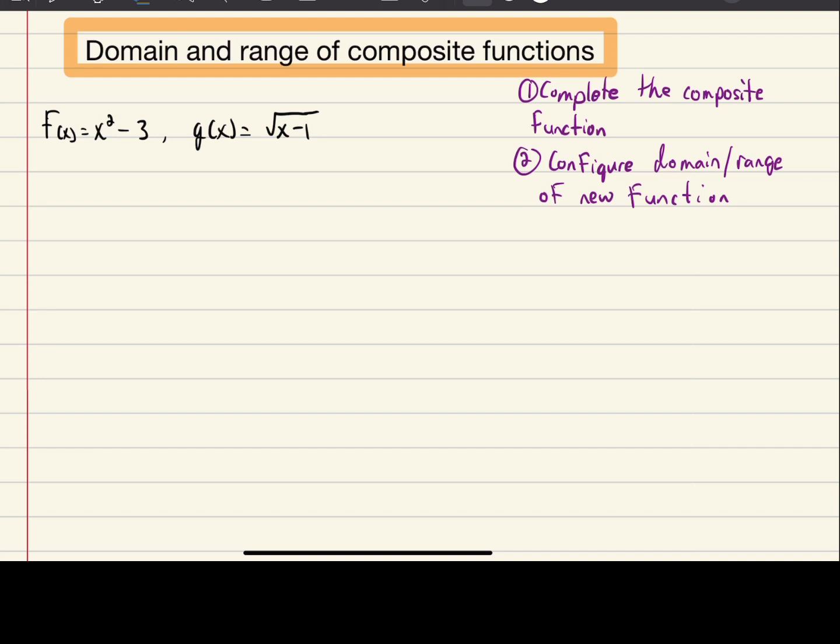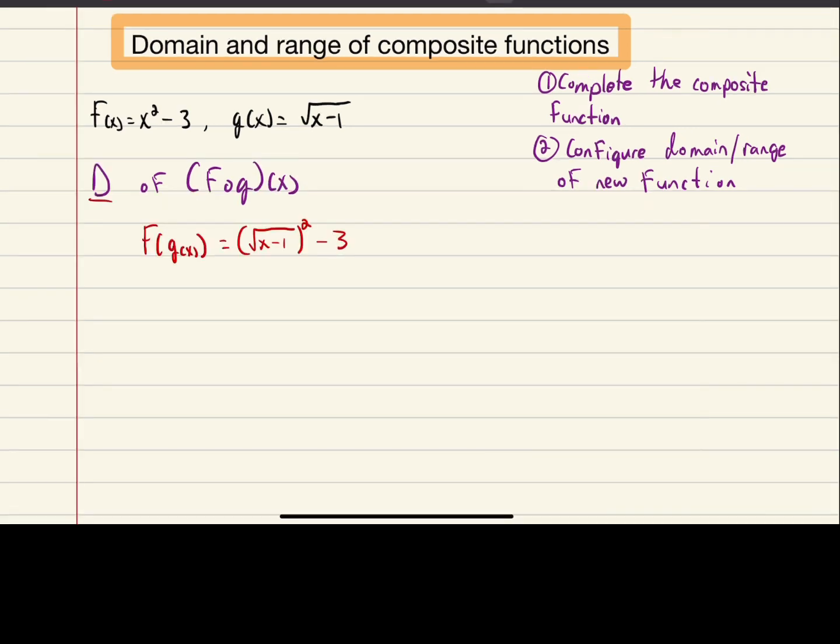So using the functions previously stated in the video, where f(x) = x² − 3 and g(x) = √(x − 1), let's say I wanted to find the domain. So we're going to write the domain of f of g at x. Once we've established the composite function of f of g at x, mainly one thing can tell us about the domain: that we have a root function here.